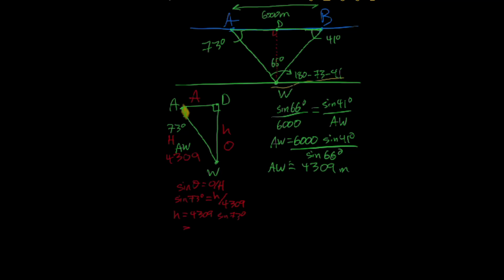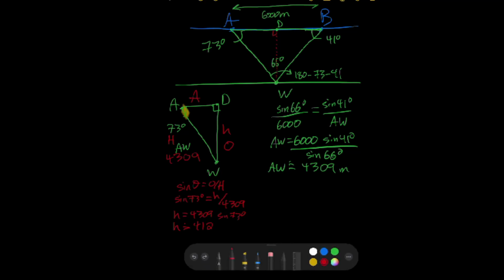4,309 times sine 73 degrees gives us a depth, or triangle height, of approximately 4,120, actually 20.7, so we will round appropriately to 4,121 meters. So therefore, the depth of the wrecked ship is 4,121.